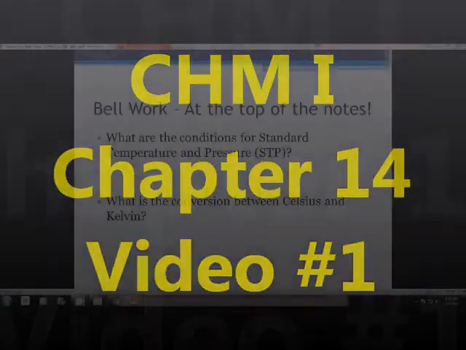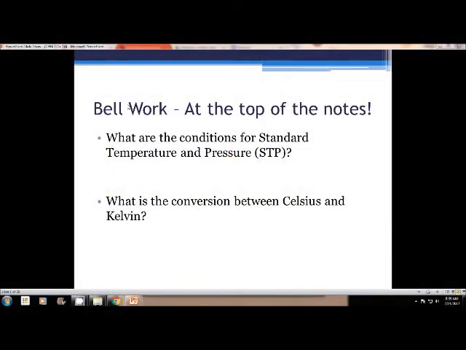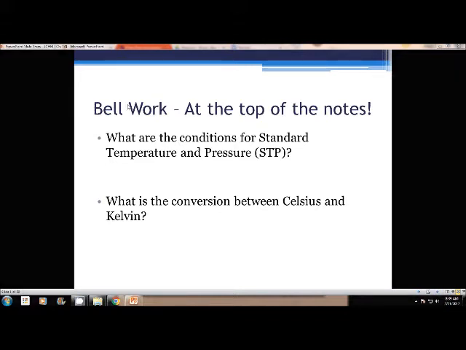On the front of the note packet, these two Bower questions are here just because you're going to need to know them this chapter. So when you ask me about it in a couple days, like, what does STP mean? What am I supposed to do with that? I'm going to say, look in front of your notes because it's there. Okay? So we need to know the conditions for standard temperature and pressure and the conversion between Celsius and Kelvin. So we actually need numbers and units for temperature and pressure in STP, standard temperature and pressure.